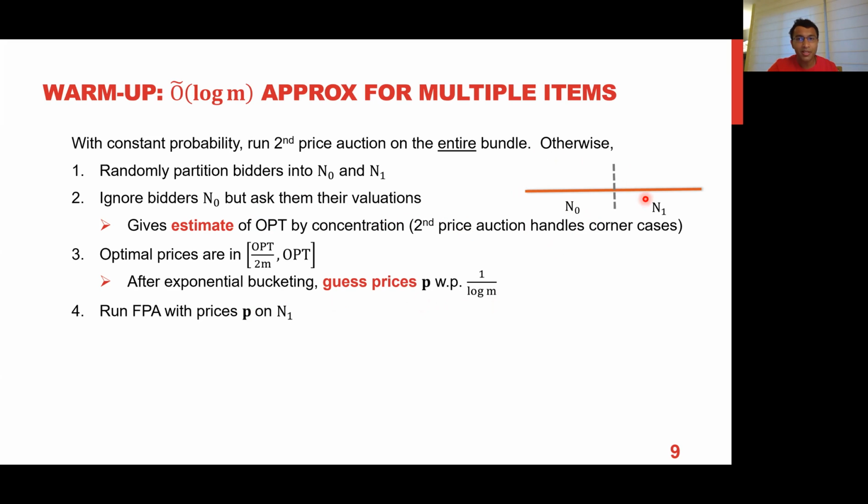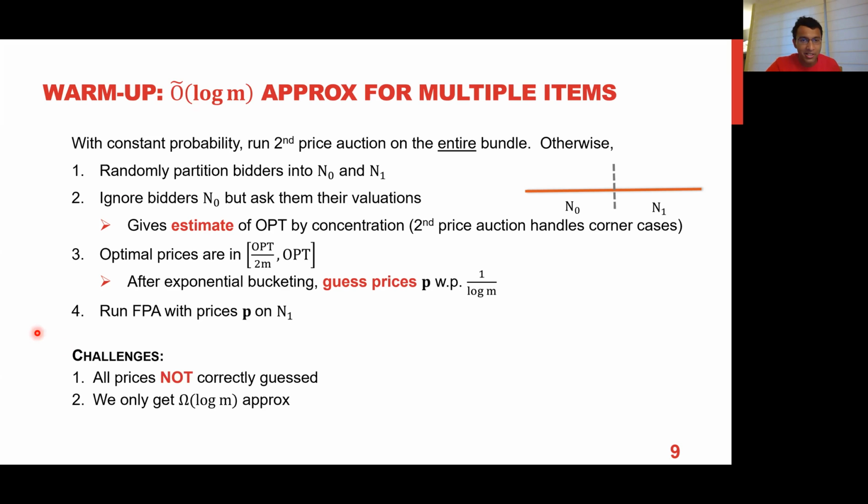Now for each item, separately guess its price within one of these buckets, and set that as its final price, and run a fixed price auction on the bidders in N1 using these guessed prices. The idea is that, because you're guessing the prices with some 1 over log m probability, you'll be getting a log m approximation to your optimal value. And I'm hand waving a bunch of details here.